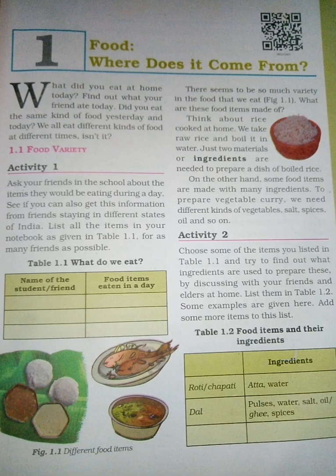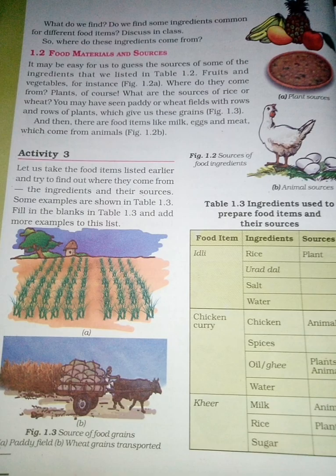If we want to prepare roti or chapati, we need atta and water. If we want to prepare dal, we need pulses, water, salt, oil, ghee, or other spices. So all these are the ingredients. What do we find? Do we find some ingredients common for different food items discussed in class? Yes, of course, some of the ingredients are common in all the dishes.